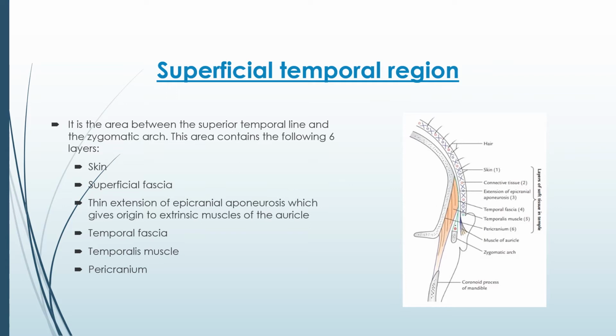The third layer is the thin extension of epicranial aponeurosis. The fourth one is the temporal fascia. Fifth one is the temporal muscles. And the sixth one is the pericranium, which was also present in the scalp.